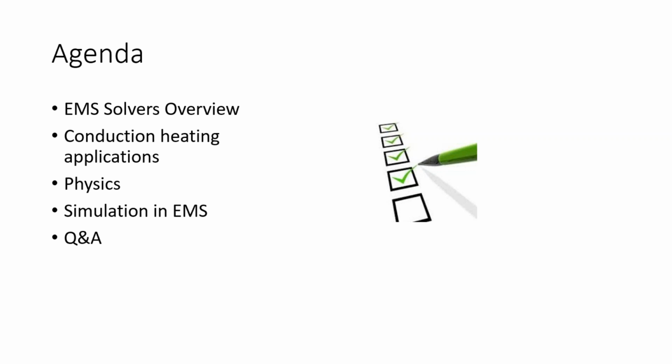Then we're going to see what conduction heating, or resistance heating, is used for in the industry, and we're going to have a quick look at the physics behind this engineering method. Then finally we're going to show you how you can set up your resistance heating application or simulation in EMS, and how you can generate those important results for this application. We're going to wrap up this webinar by a question and answer session.